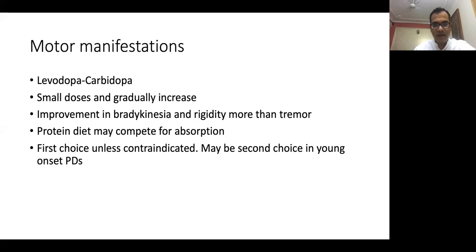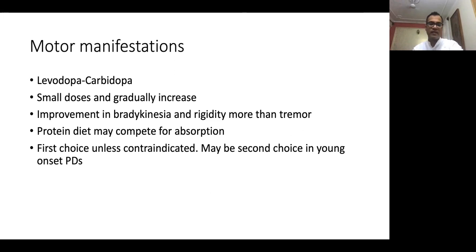So start the first time that you see the patient. Start with a small dose, maybe half a tablet twice or half a tablet thrice, and gradually keep on increasing as you see the patient. You'll notice an improvement in bradykinesia and rigidity, which is more than in tremor. It's the first choice of drug unless contraindicated, and it may be the second choice in young onset Parkinson's disease, because patients with young onset sometimes have a lot of fluctuations with levodopa.